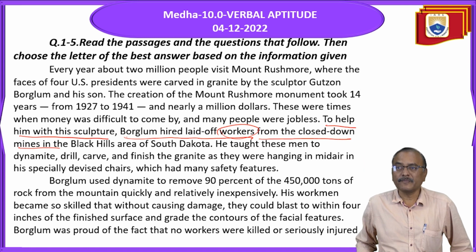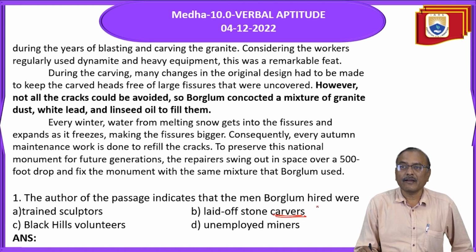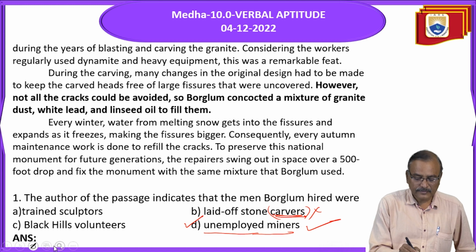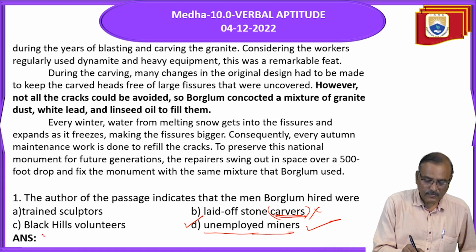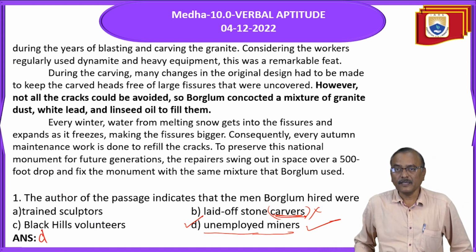So our answer could be here. So this is okay. Here it is okay, but it is these carvers. Those are not carvers here. First he hired laid off workers from the mines. So here this is wrong. Don't get confused here. So laid off means unemployed here. Okay, from mines. So option D is the correct one. So what is the answer? Answer D is the correct option. Okay, next one.